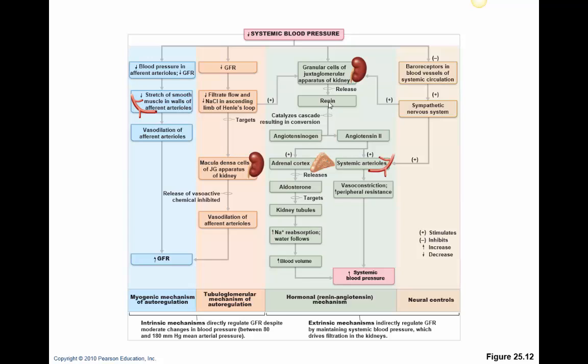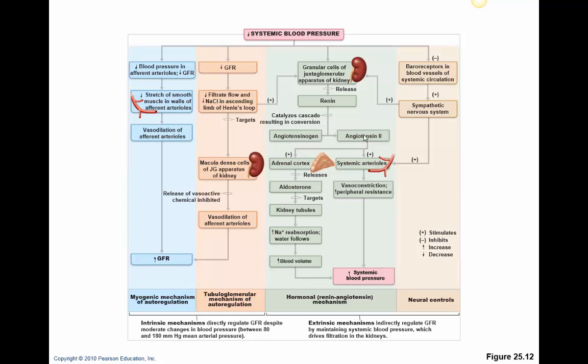So if we see a falling blood pressure, and again, those mechanoreceptors in the granular cells of the afferent arteriole are going to be stimulated to secrete renin with a decreased stretch of those afferent arterioles. That renin then is secreted to the blood, and it acts as an enzyme to convert another hormone in the blood that's not active until acted upon by renin. Renin will help convert angiotensinogen to angiotensin II.